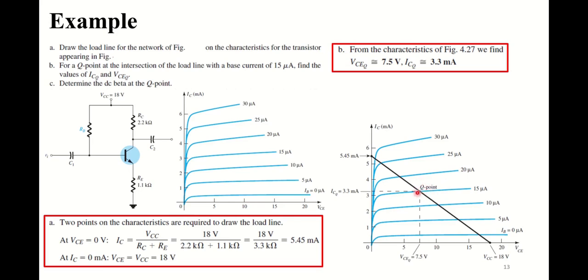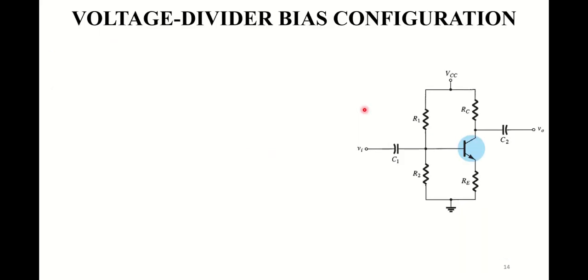Now let us discuss the third configuration in which BJTs can be connected, and that is voltage divider configuration. Voltage divider bias configuration is the most stable configuration because IC and VCE of this configuration are independent of beta, that is highly sensitive to temperature.